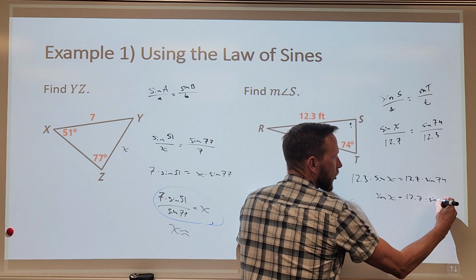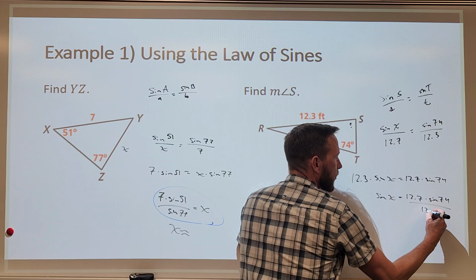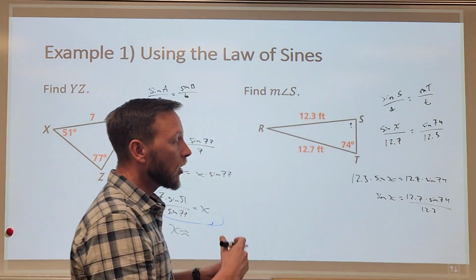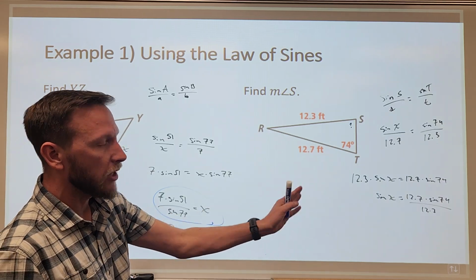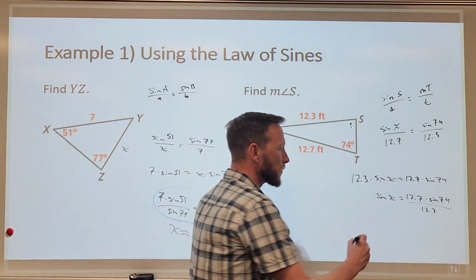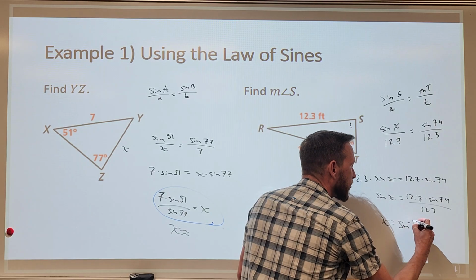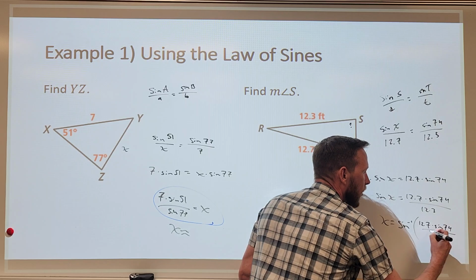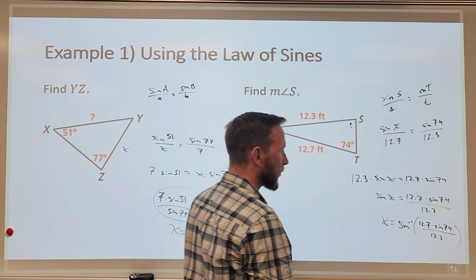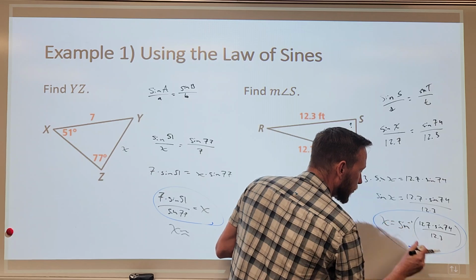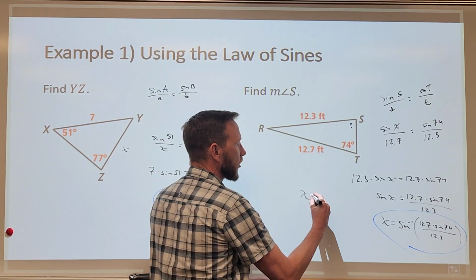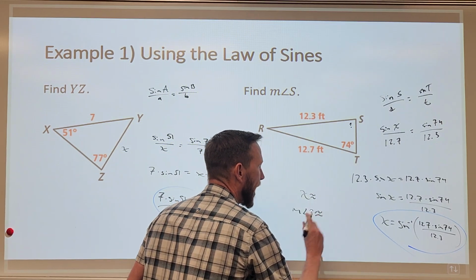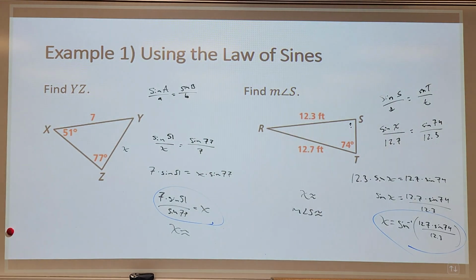So those of us that like to do fishies and butterflies and all that weird middle school math, you're allowed to do that here. That would have saved you a step. But the goal is we want to take this 12.7 times the sine of 74 divided by 12.3, and then we want to take the inverse sine of that whole gigantic fraction. All right, using our inverse properties. So this is what x equals, but we want to find out what does x approximately equal. What is going to be the measure of angle S approximately equal to?